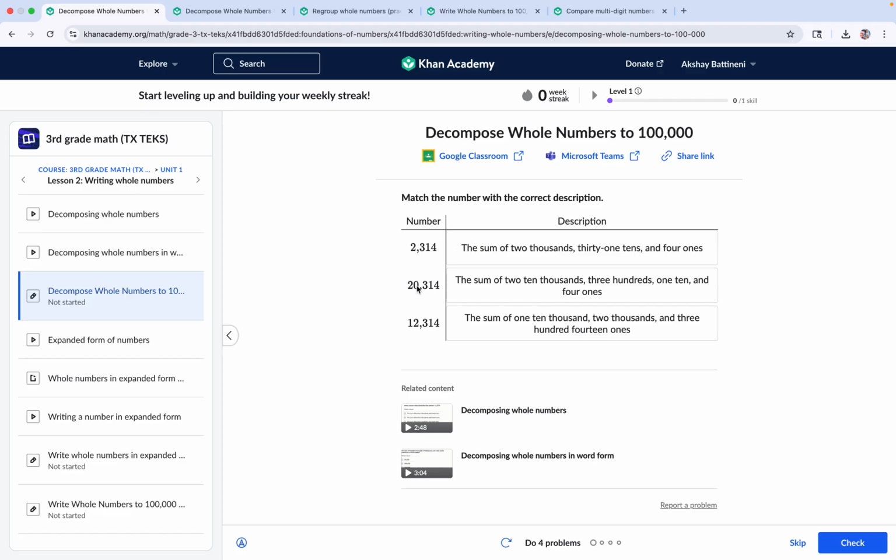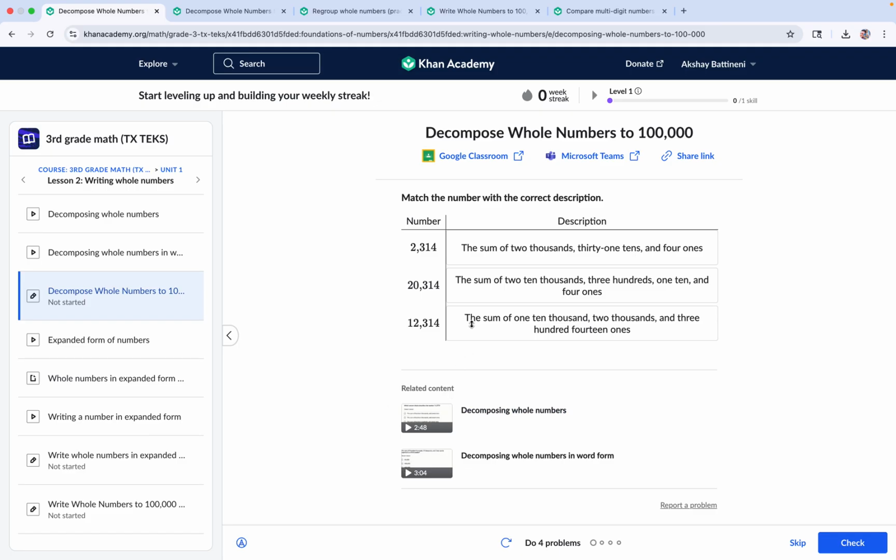And now let's do this one. 20,314. This is the 10,000s, thousands, hundreds, tens, and ones. So basically, this will be the sum of two 10,000s. Three, and that's correct so far. 300s, okay, that's correct. 10, that's correct, and 4 ones. As you can see, this is saying two 10,000s. Instead of saying there's 0 thousands, you can just skip the zero part because you don't have to say that all the time. You can just say two 10,000s and go on to the next number.